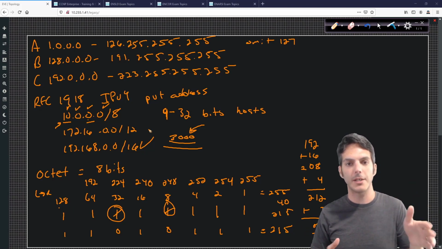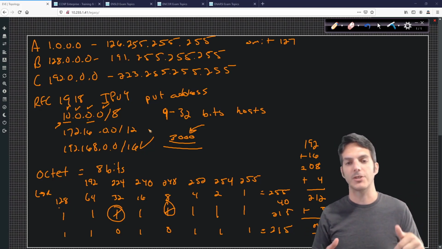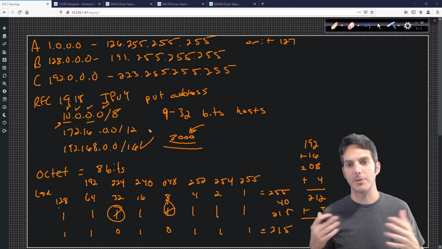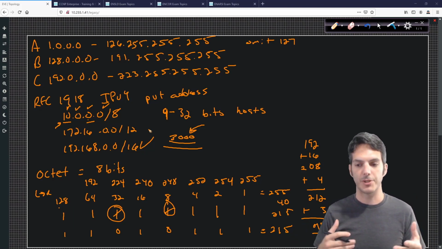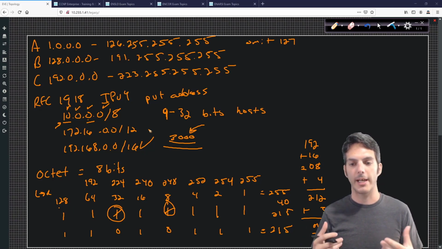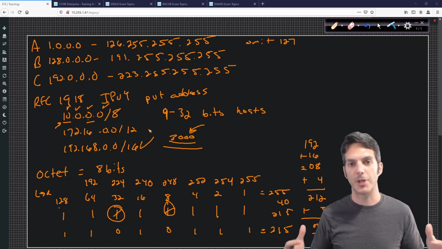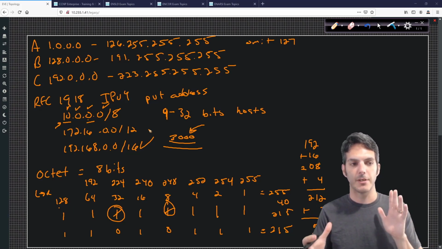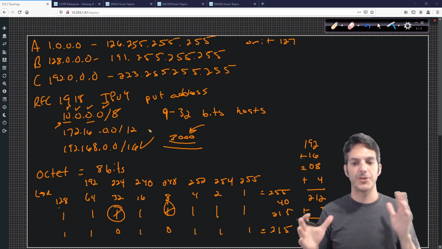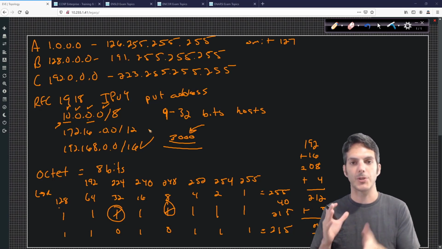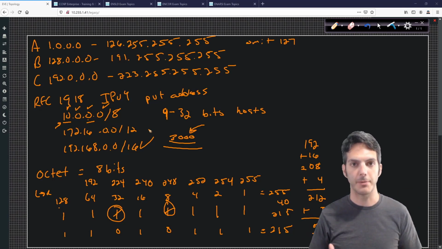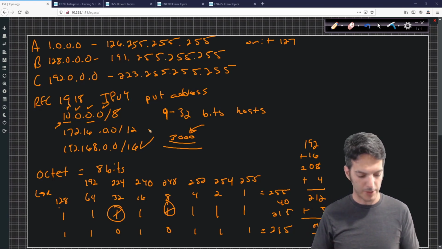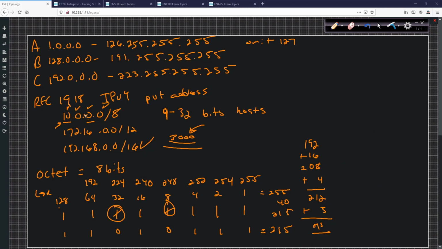If the bit is on, it's a 1. If the bit is off, it's a 0. You turn the bits on, it becomes something. If you turn the bits off, it becomes something else, right? So 0 is all zeros. 255 is all ones turned on. And anything in between is a different variation of the bits, in order from left to right, turned on or off depending on what the number is going to be. Simple as that.